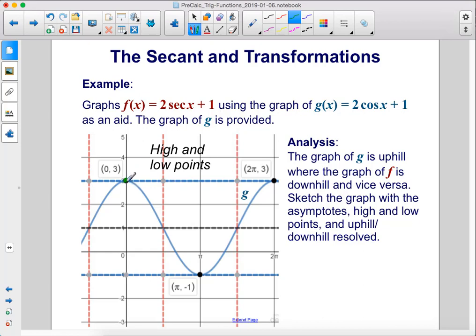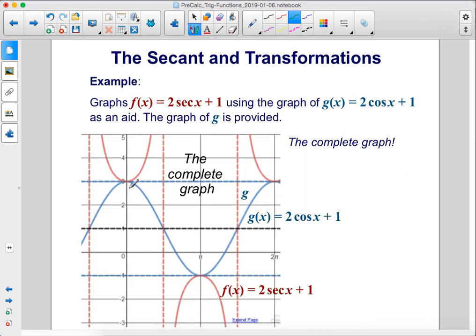Alright, so the minimum will be here, and it's going to look like that, with these vertical asymptotes. Down here, it'll look like that. Over here, we have half the graph, and it looks like that. And here is the complete graph.